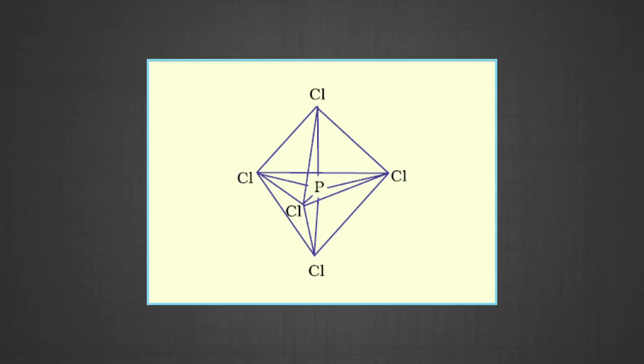The remaining 2 P-Cl bonds, one lying above and the other lying below the equatorial plane, make an angle of 90 degrees with the plane. These bonds are called axial bonds. As the axial bond pairs suffer more repulsive interaction from the equatorial bond pairs, axial bonds have been found to be slightly longer and hence slightly weaker than the equatorial bonds, which makes the PCl5 molecule more reactive.